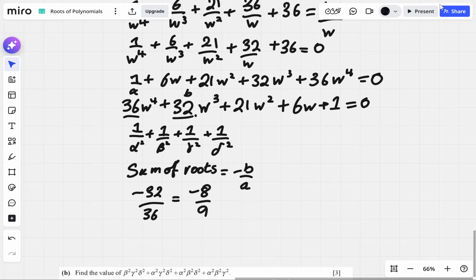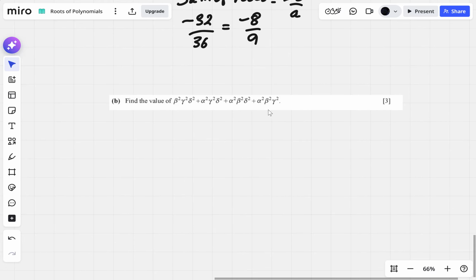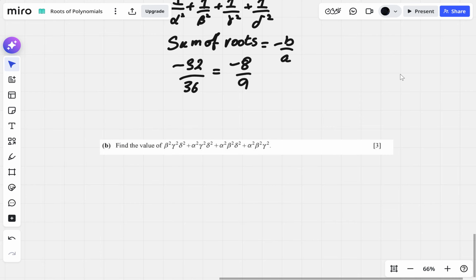So part B is find the value. Let me just scroll down. Find the value of this expression. So let us do that. Okay, this seems kind of difficult, but it is pretty easy. You just have to know how to factorize the equations and stuff.